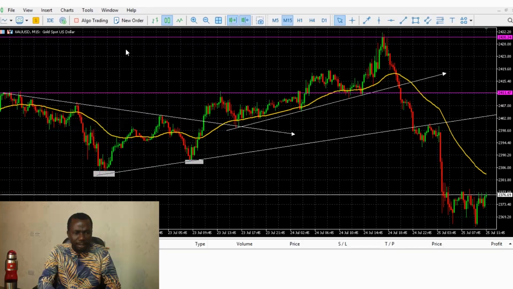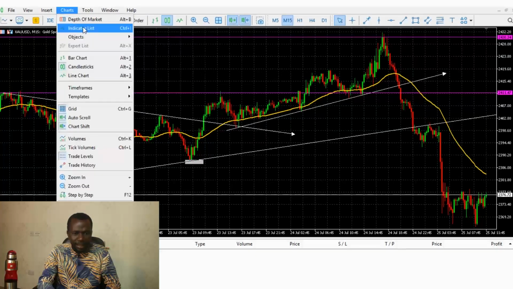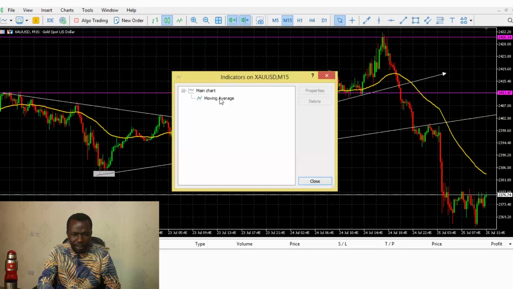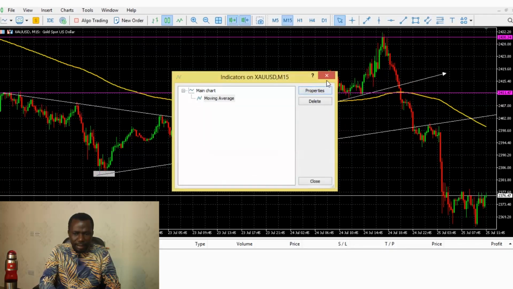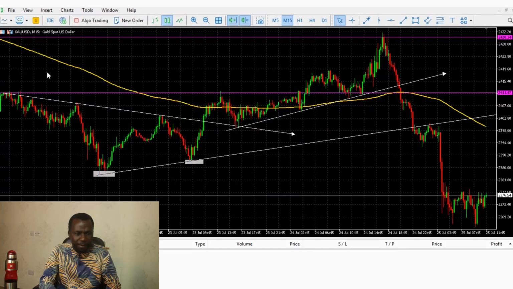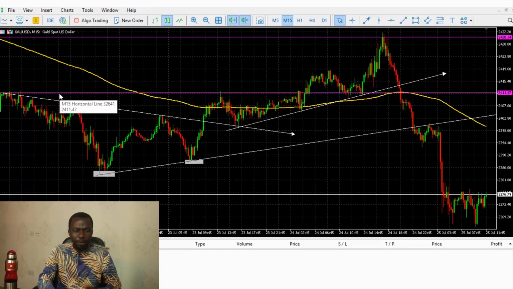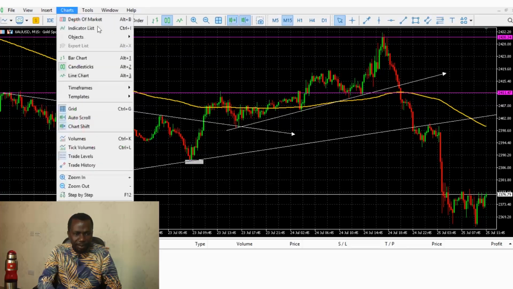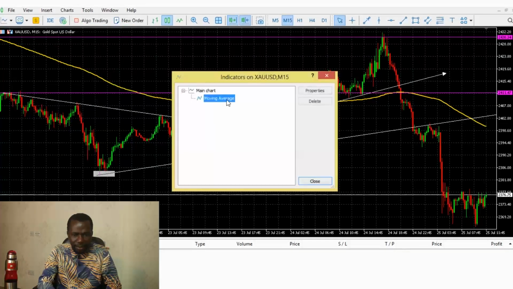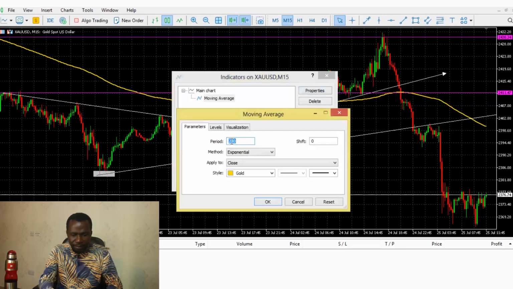So let's now change it to the 200 EMA and see whether the price is respecting the 200 EMA. Now you can clearly see that the price is far away from the 200 EMA. So technically the 200 EMA is not an option in this scenario. The price is far away from the 200 EMA. So let's now change it to 100 EMA and see whether the 100 EMA will hold on to the price.